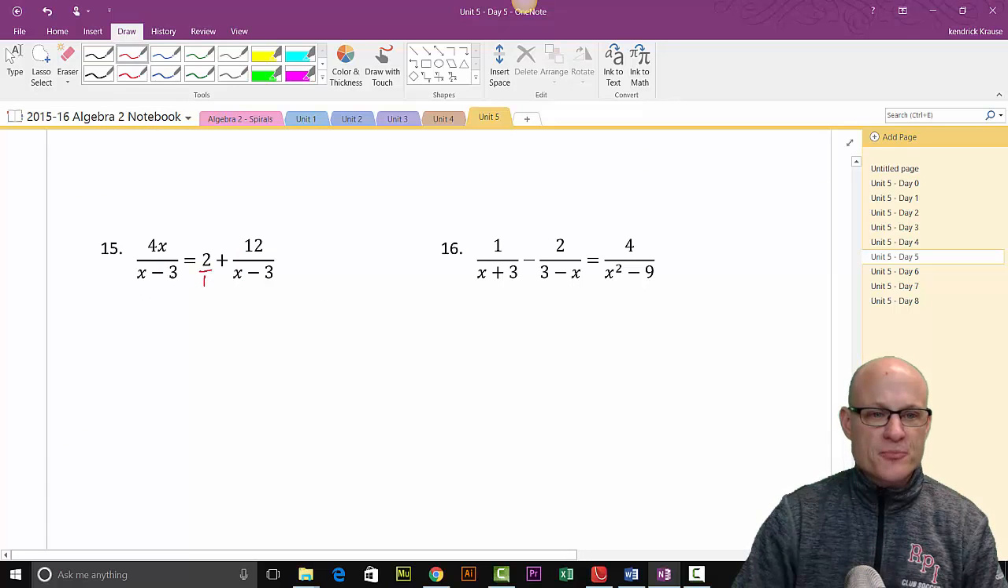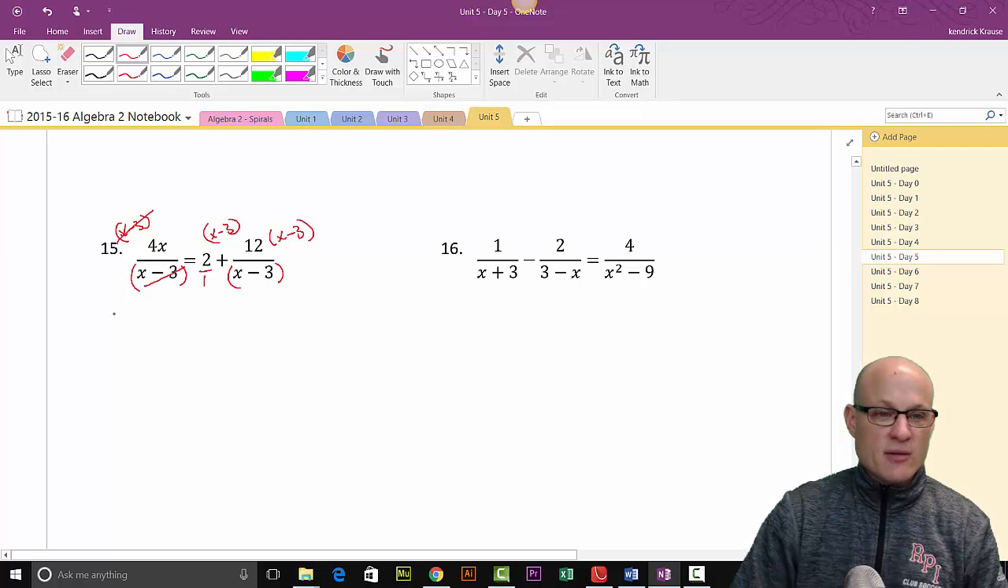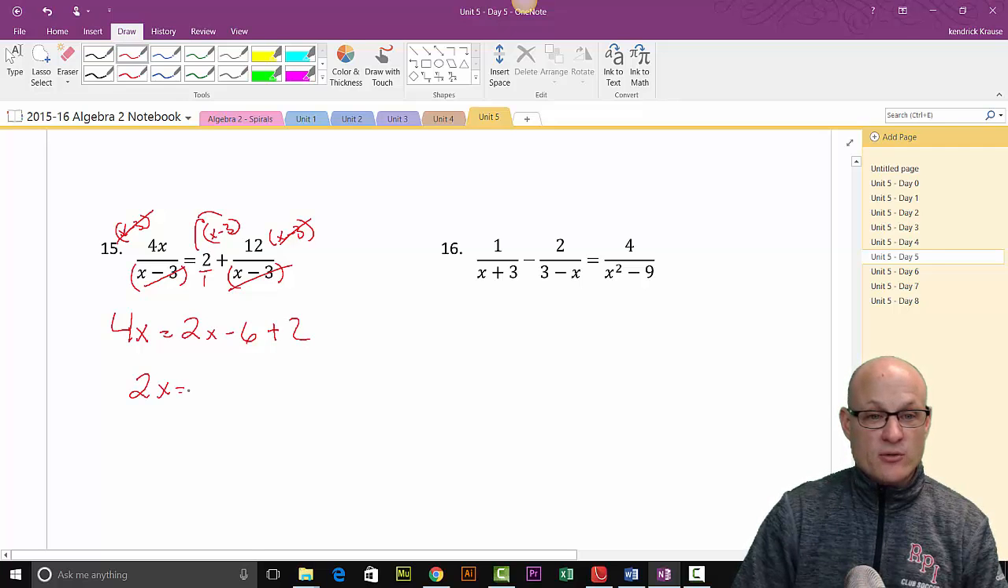15, put this over 1. So my common denominator here is just x minus 3. So I put an x minus 3 here, an x minus 3 here, and an x minus 3 here. This one's actually very easy. These x minus 3's cancel. I'm left with 4x. Nothing cancels here, so distribute. So I get equals 2x minus 6. And then these cancel, and I get plus 12. Bring the 2x over. I get 2x equals 12, 6, or x equals 3.